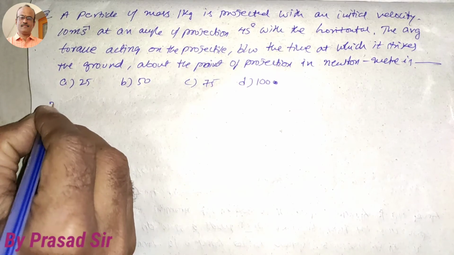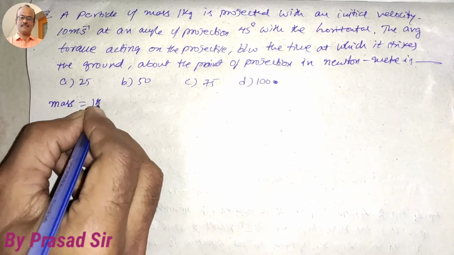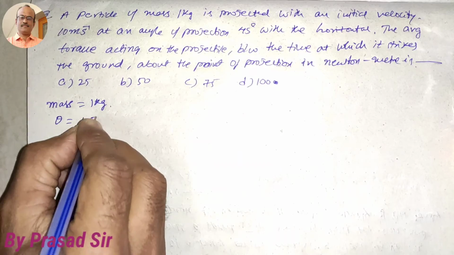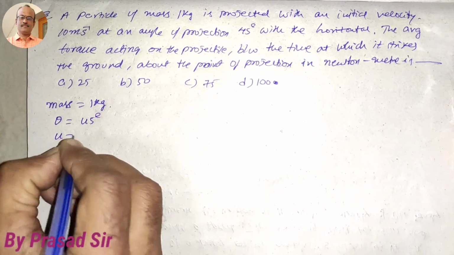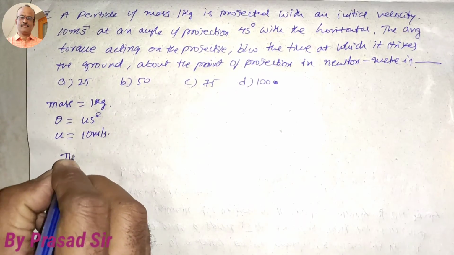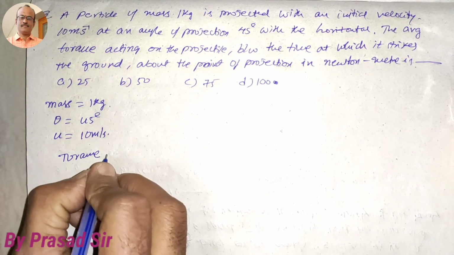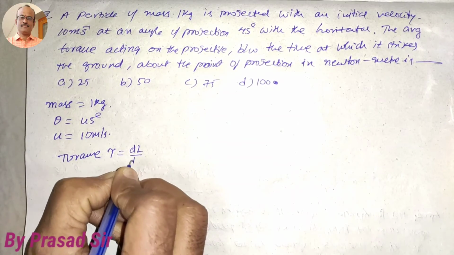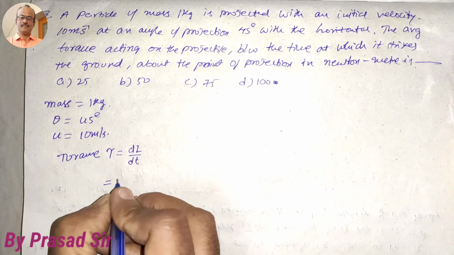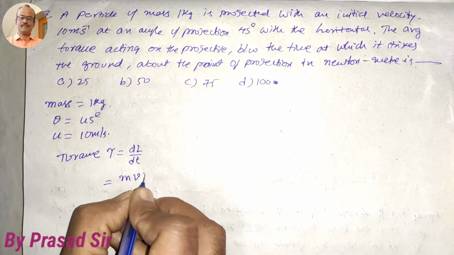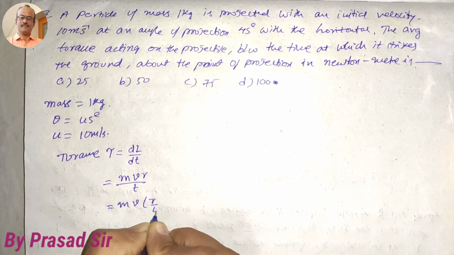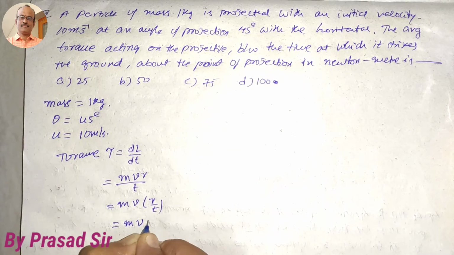So first of all, given mass is equal to 1 kg and angle theta is equal to 45 degrees, whereas initial velocity is equal to 10 meters per second. But here I want to calculate torque. Tau is equal to dL by dt. But actually dL means what is that? Angular momentum. So that is nothing but mvr divided by t. So that means m into vr by t. So that is nothing but mv into v.